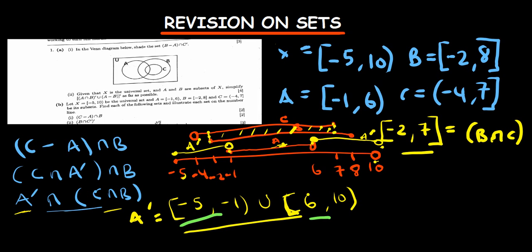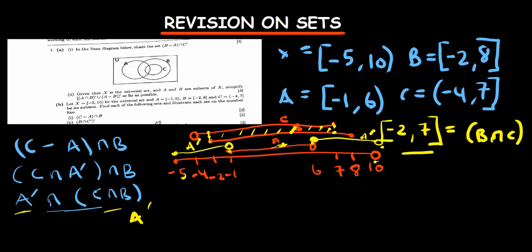Alright, so I'll draw my line there. Then, as I said, it goes from negative 5 to 10. It is open there, it has to be open there, and then it is closed there.